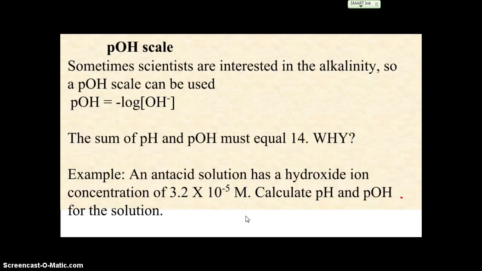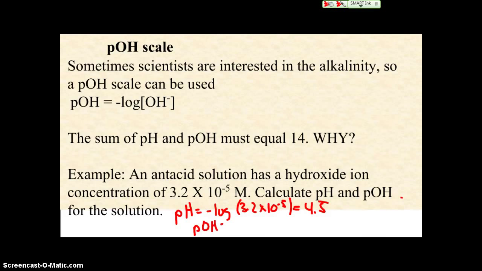I could find the pOH by taking the negative log of 3.2 times 10 to the minus 5th, and I come up with a pOH. Let me just write what I'm doing here. Negative log of 3.2 times 10 to the minus 5th, and I come up with a pOH of 4.5. My pH then has to be equal to 14 minus this 4.5 because they have to add up. So my pH should be 9.5, so that my pH and pOH give me a total of 14.